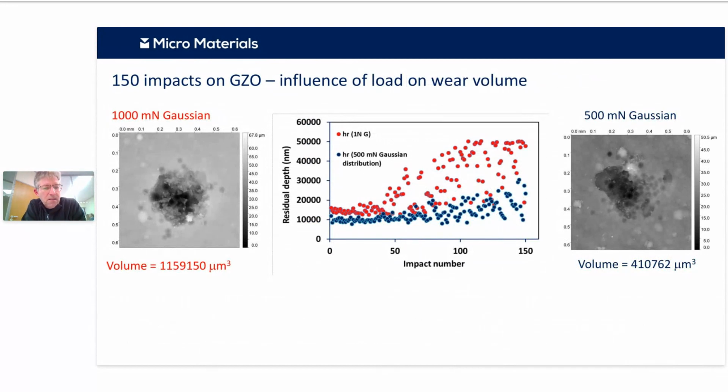Similarly, we can look at the effect of load. On the right, we have 500 millinewtons, and on the left, we have 1 Newton. And again, at the higher force, we're having a much bigger removal of material, and we can see that quite nicely again in how the residual depth tracks as a function of impact. So at the higher force, you can see in the red there, you're getting that transition occurring more extreme and more rapidly than at the lower force. So we have a very nice quantitative control on understanding what's going on.